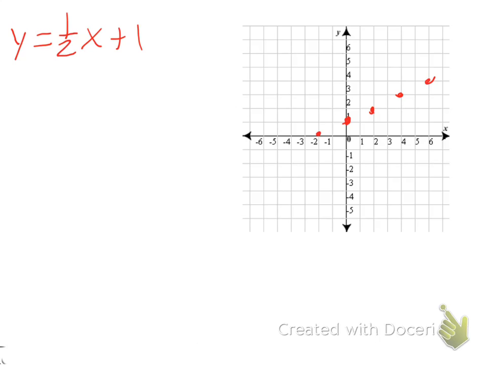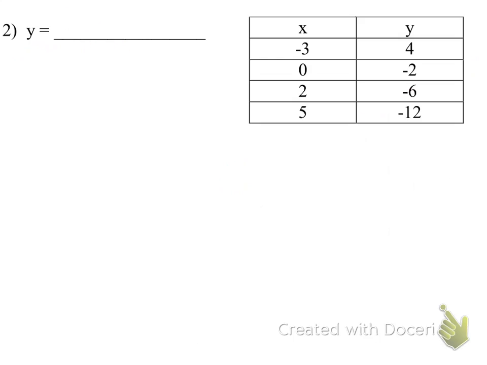Alright, so you've got your line going, and this one's not dotted or anything like that. It's just a solid line, and that's because it says y equals. And this one's done. There's no more to it.